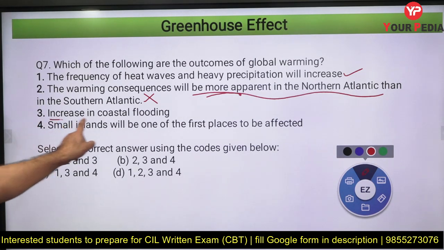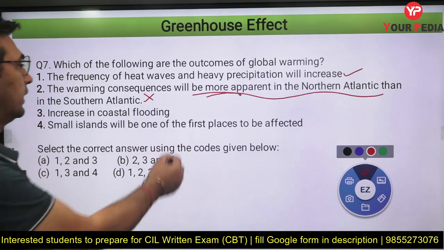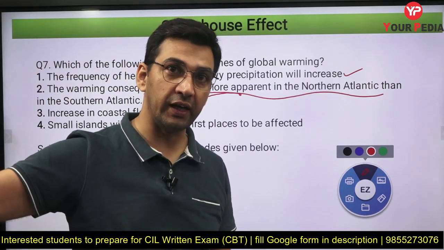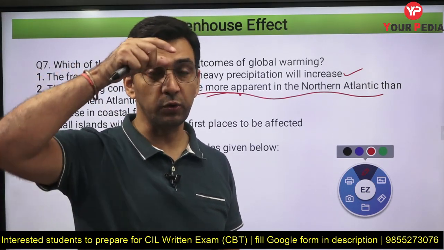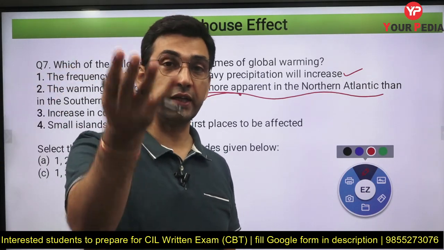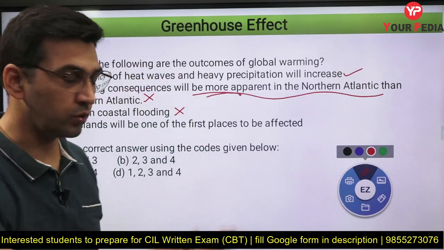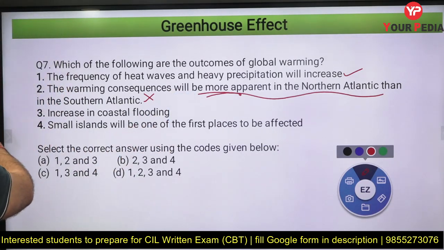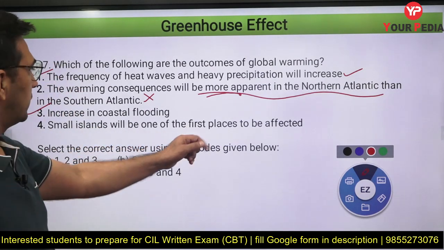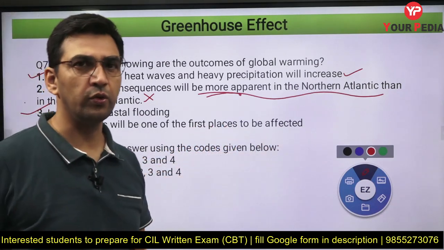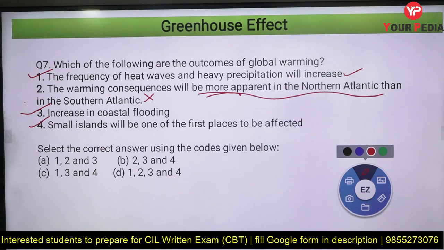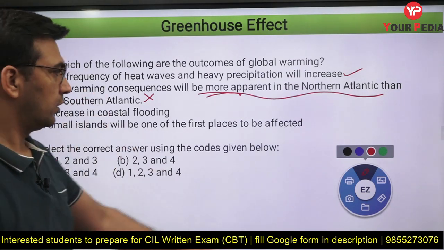So, increase in coastal flooding. Obviously, coastal flooding because of this. One is melting of ice, heavy rain, and obviously coastal areas will be flooded because of the increase in the sea level. So it will flood the coastal area. So this is correct. Small islands will be one of the first places to be affected. You know it. Small islands. So obviously they will be affected because of the increased sea level. So 1, 3, 4. C is going to be the correct option.